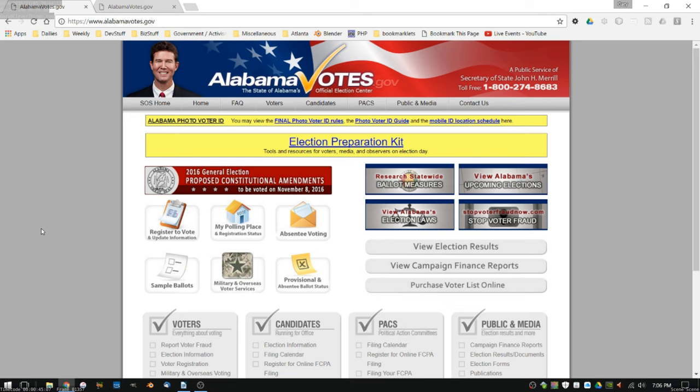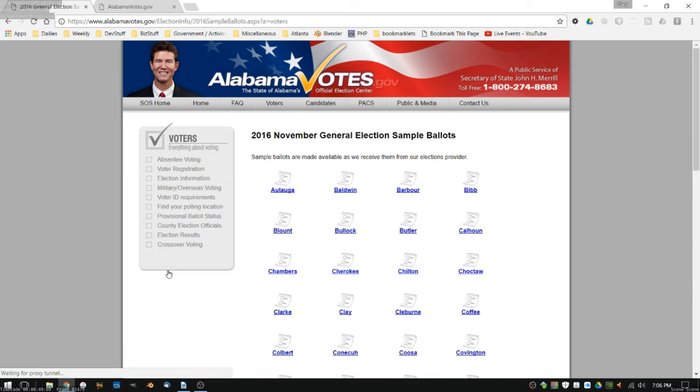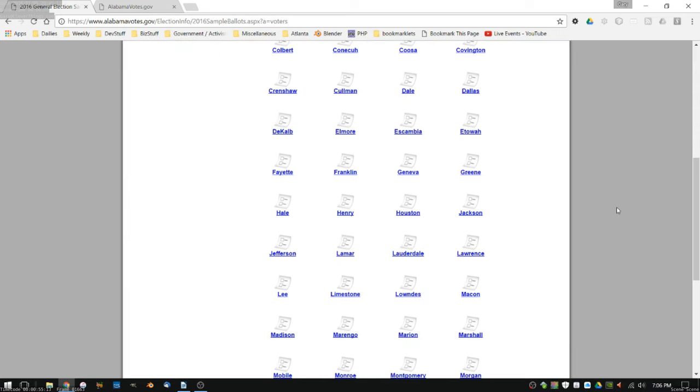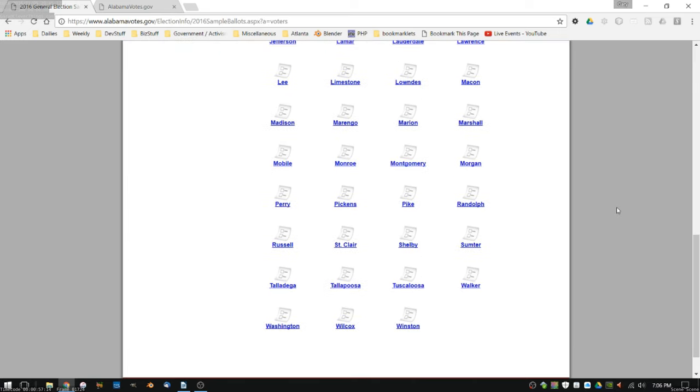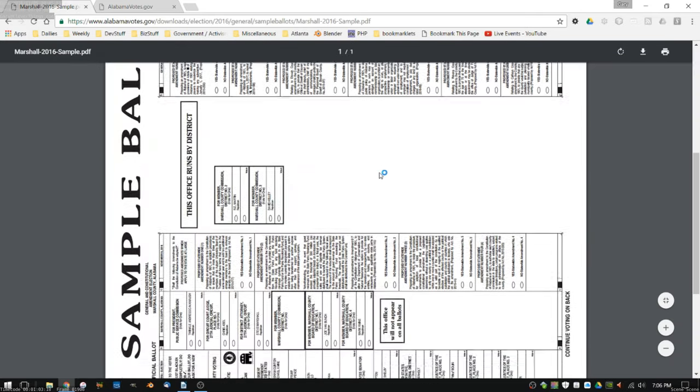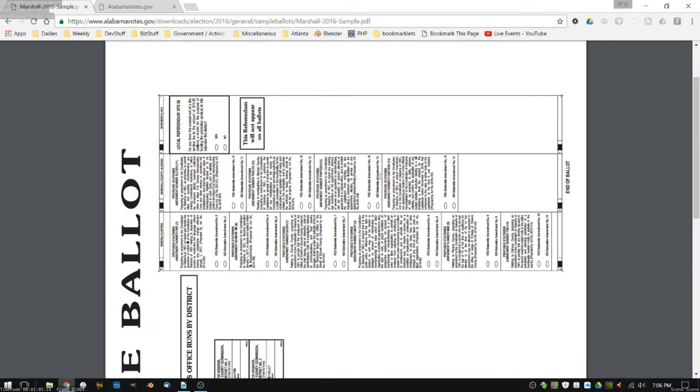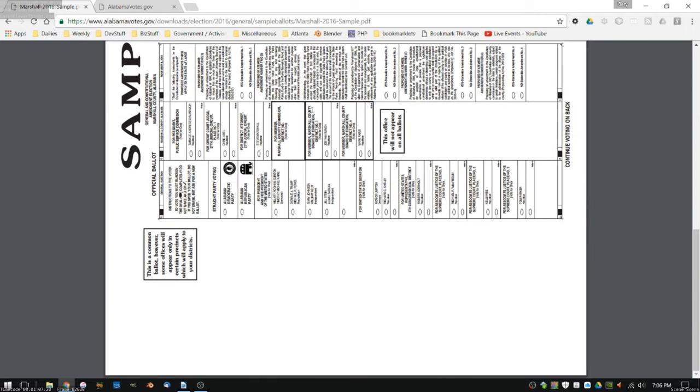For now, let's go ahead and take a look at the sample ballots. If you'll click there, you'll be given a choice of the county. Each county ballot will be a little bit different. So go through and pick the county where you'll be voting. And once you click there, your ballot will come up. Now I'm using the Marshall County ballot, but yours will vary slightly. So let's take a look at those one by one.